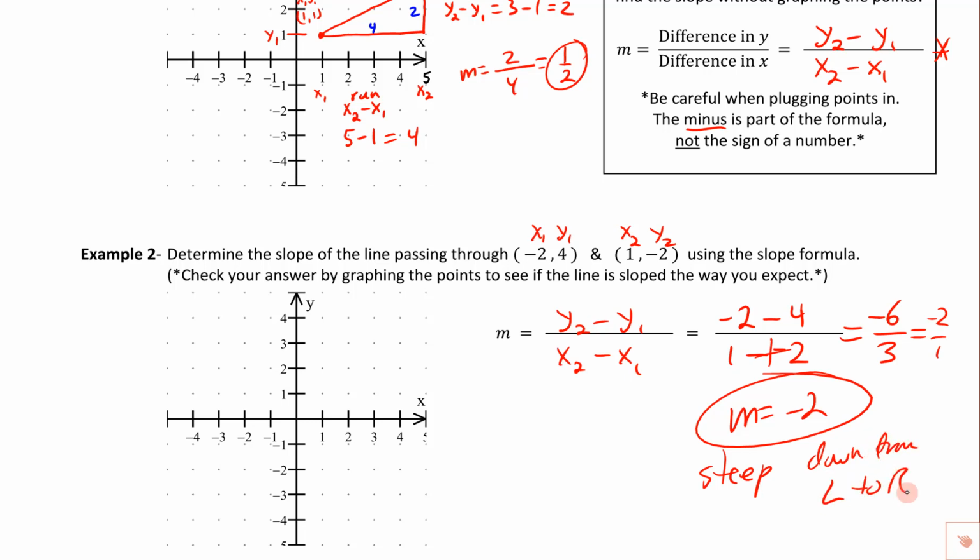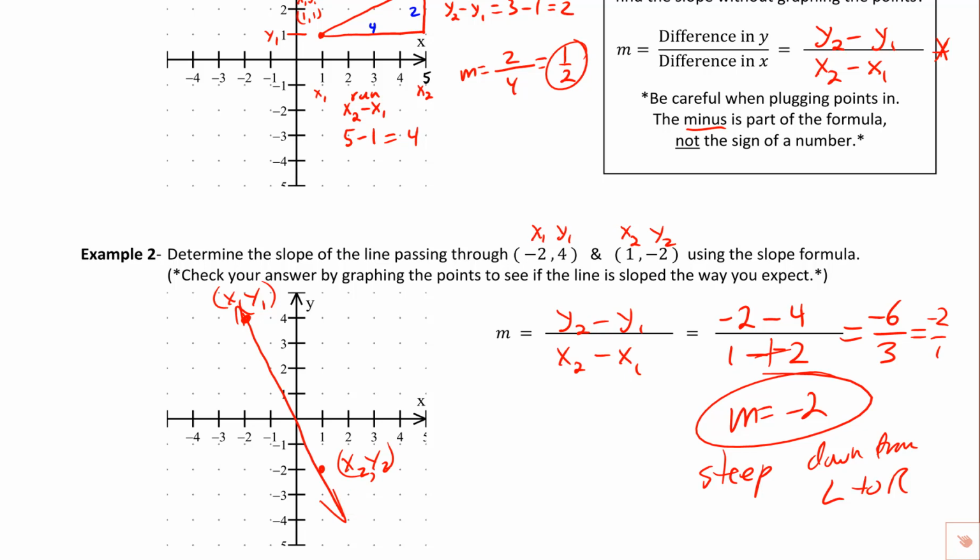So let's see what happens if we graph these points. The first one is -2, 4, so that means we're going to go back 2 and up 4. So there's x1, y1. And x2, y2 is 1, -2, so 1, -2, we're right here, so that is x2, y2, all right? And the line that would connect those would go like this. Okay, now notice that it does go down from left to right, and it's pretty steep, so that looks good. That kind of confirms our answer here.